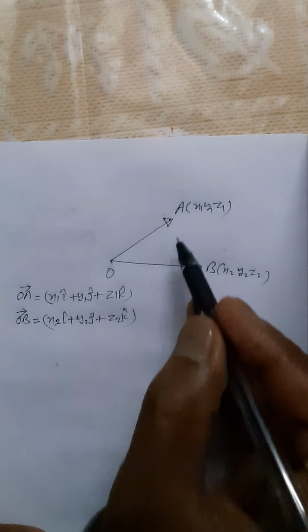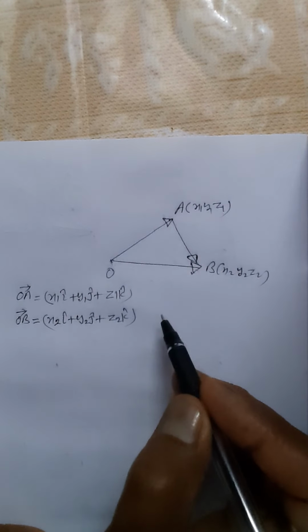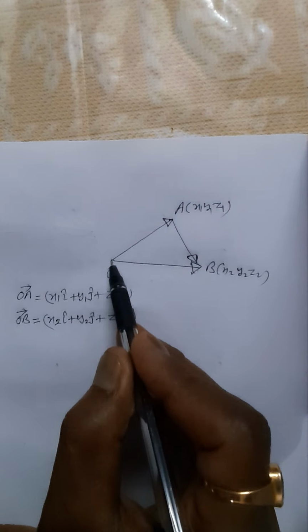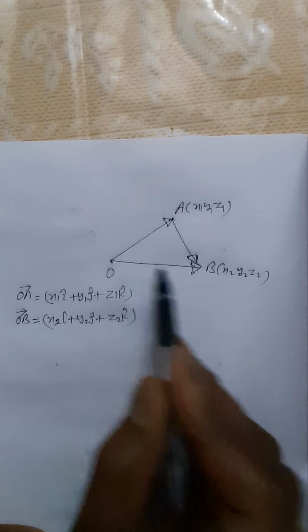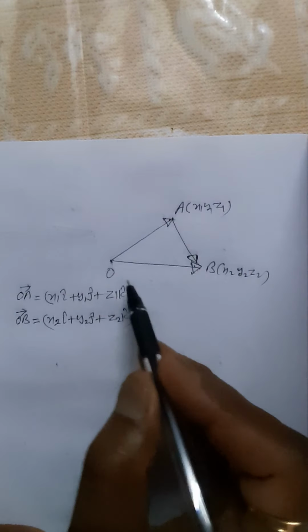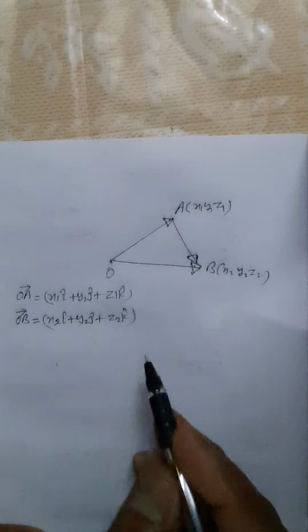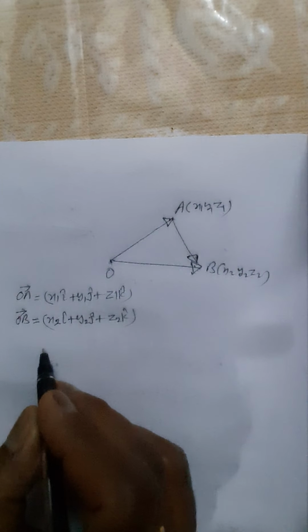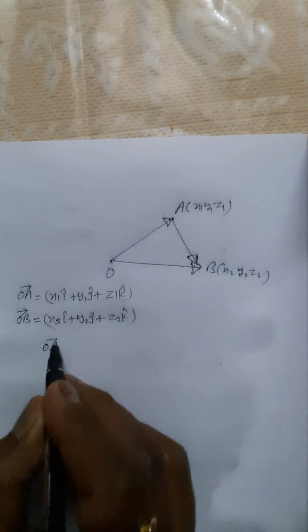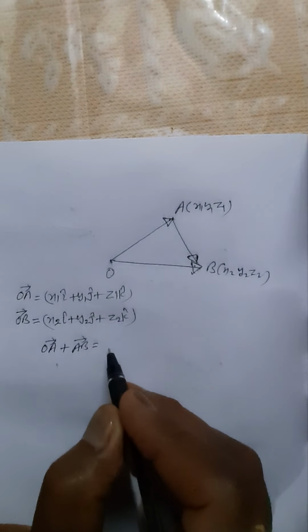And now if we join A to B, it clearly indicates we start from O, go to A, and then A to B. Initially we start from O and finally we are at B. So OB is the resultant of OA plus AB. So now, by the law of triangle, we can define the vector OA plus AB is equal to OB.